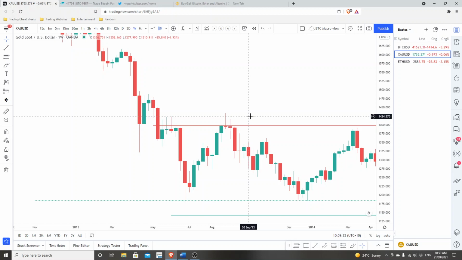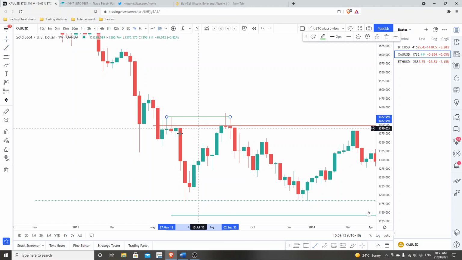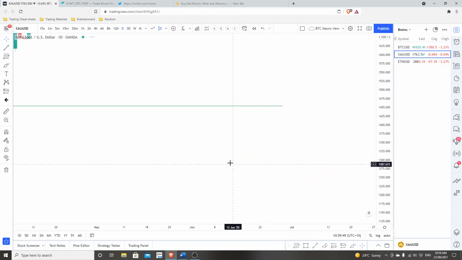You can use the weekly chart for support and resistance, but you would go down the lower time frames. At a lower time frame, you will be looking at this wick level here, highest wick there. Let's go down to the daily and see what that looks like.